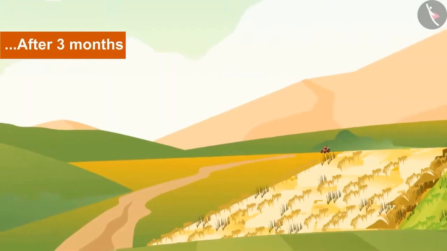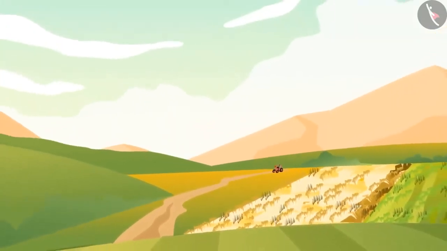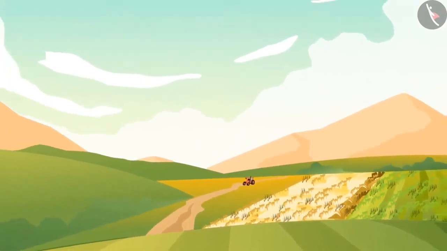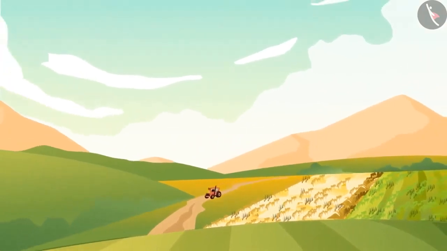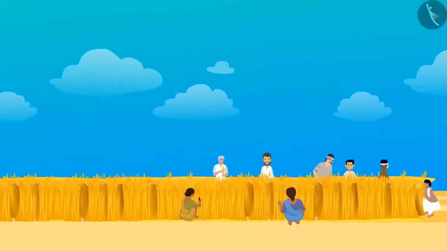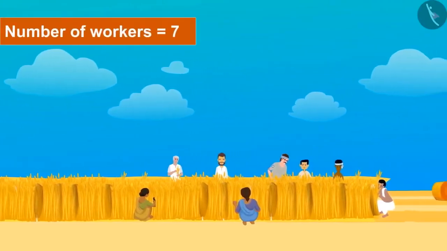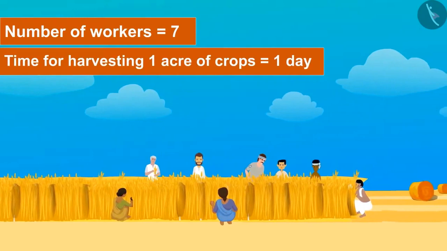After 3 months, see how the pulses crop of Kareem is booming. Although it's still time for the wheat crop to get ready for the harvest. Kareem called workers to help him to harvest the pulses. Together they harvested 1 acre of crops in a day.